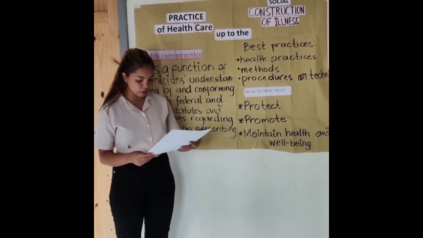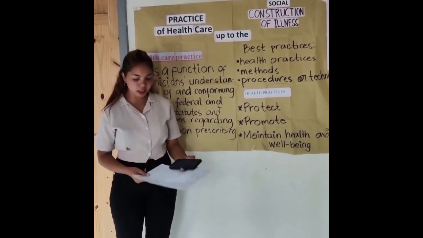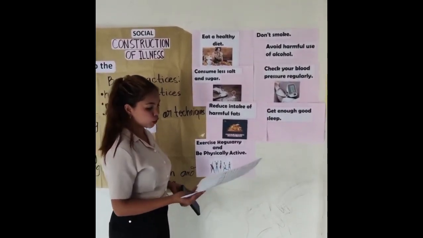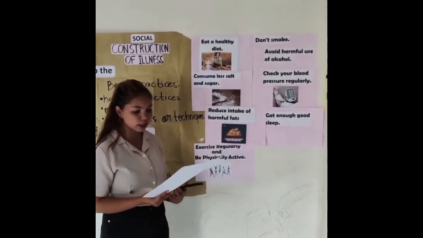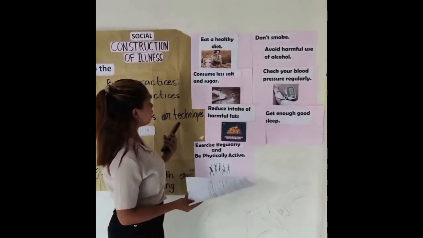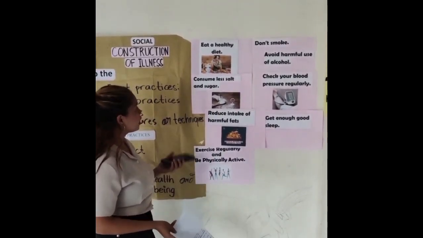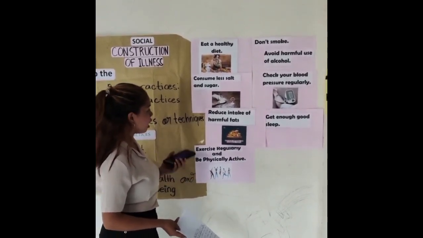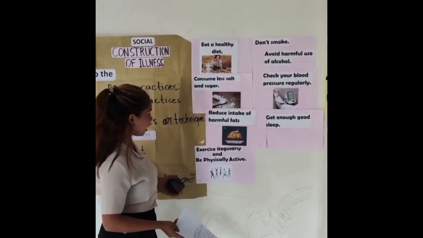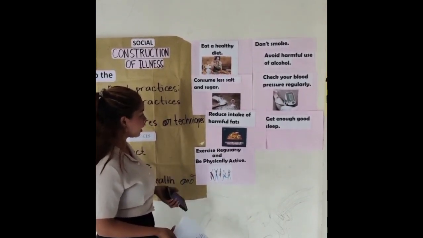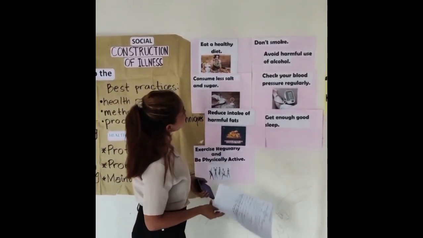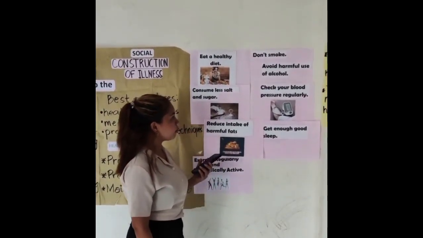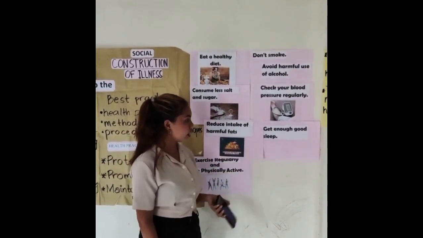By eating healthy food, you can maintain being healthy. These are healthy behaviors or practices that you might do in order to keep you healthy in your day-to-day life. First one is eat a healthy diet. Next is consume less salt and sugar. Reduce intake of harmful fats. Exercise regularly and be physically active. Don't smoke. Avoid harmful use of alcohol. Check your blood pressure regularly and get enough good sleep.